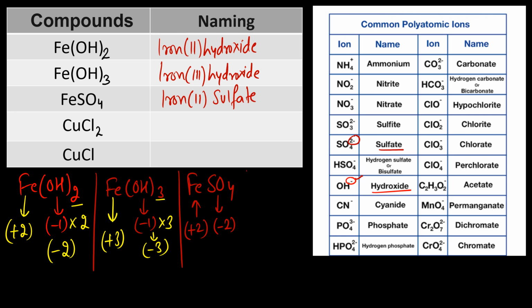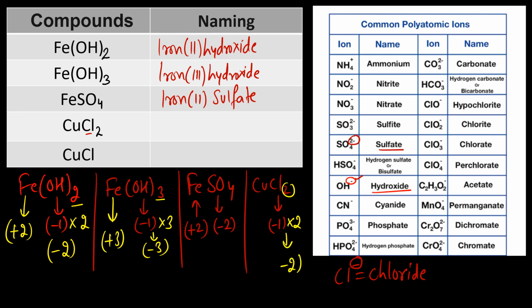And next what we are having, now with copper we are having a monoatomic anion, that is chloride. So we know chloride has 1 negative charge. But we are having in total 2 chlorides, so it will become 2 negative in total. So just to neutralize this charge, your copper should have 2 positive charge. So its name is going to be written as copper 2 chloride.